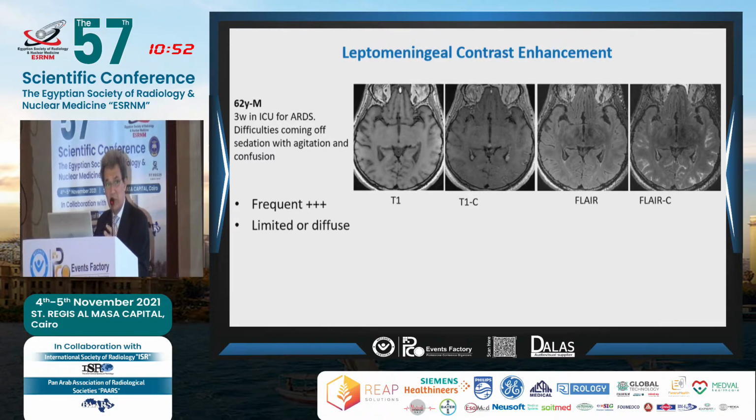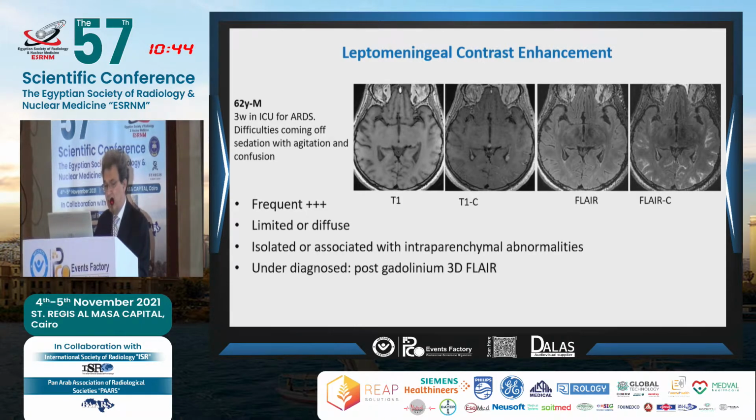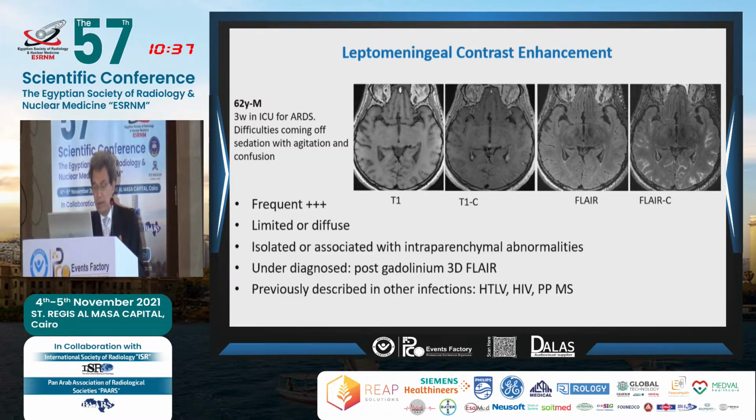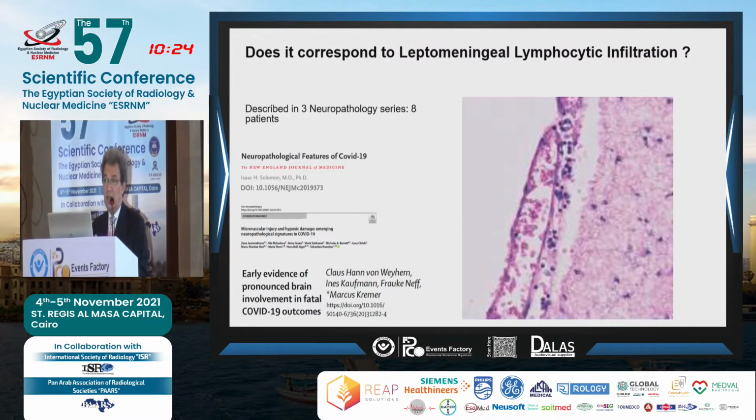It can be limited to a certain area of the brain or diffuse. It can be isolated or can be associated with other changes in the brain, probably underdiagnosed because not everyone is using the 3D FLAIR. And it has been described in many other diseases. Also, primary progressive MS, multiple sclerosis. So it is probably a sign of inflammation rather than infection, and it is probably reflecting a lymphocytic infiltration and may not be specific in any kind of way to COVID, but maybe an inflammation going with COVID.